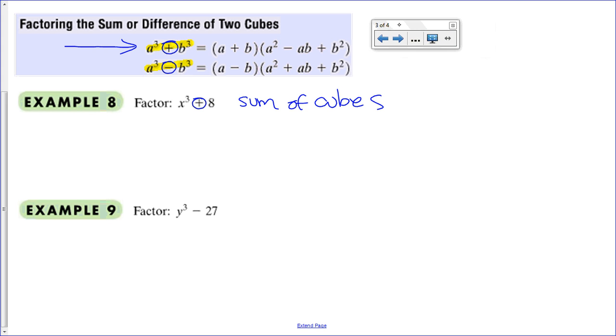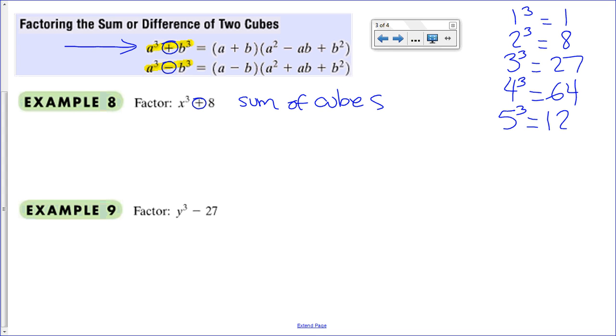And in case you are not familiar with the cubes, 1 to the third power is 1, 2 to the third power is 8, because that is 2 times 2 times 2. 3 to the third power is 27. 4 to the third power is 64. 5 to the third power is 125. And I'm going to stop there.